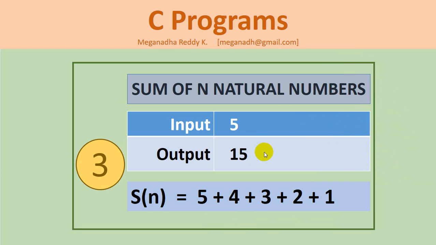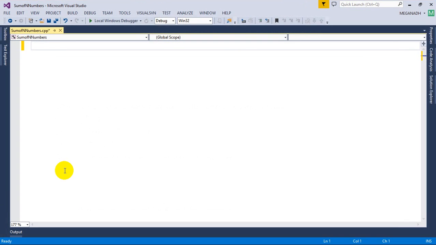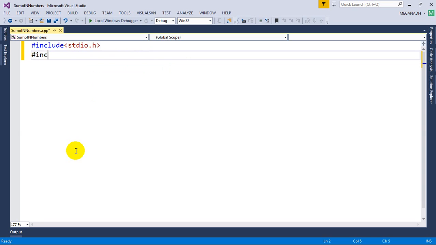As always, you can use the editor of your choice. You can use the Turbo C editor, Dev C++ editor, or Visual Studio Community Edition, or any other editor which you're comfortable with, to write the code which I'm going to explain now. With that, let's get started. I will be using Visual Studio Community Edition. So the first step is to include the stdio.h header file, and include conio.h.